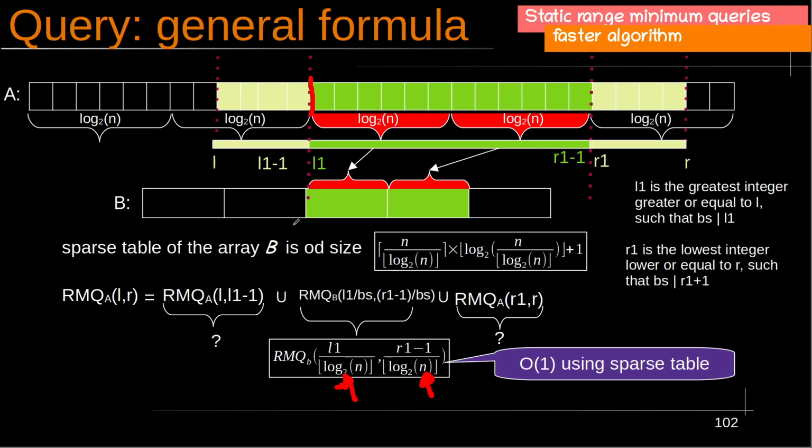What about the other two parts now? How do we compute the range minimum query from L to L1 minus 1 and from R1 to R? Of course, we have to do it in constant time, because we have to keep the constant time of a single query of the sparse table. It does not make sense to do it, for example, in log n or n.